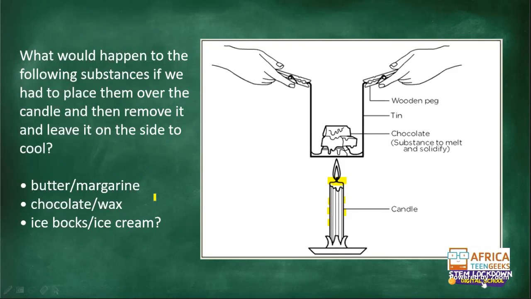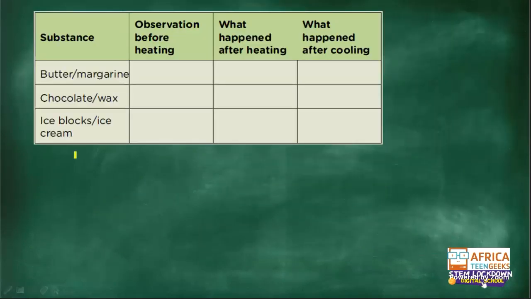Now the ice in the box or the ice cream will melt very, very quickly, quicker than the rest. Let's see, we have to fill in this table. You see here is the butter and the margarine. Now before heating the butter and the margarine, what state was it? Before we melted it, what state was it? Can you quickly type in your chat box? A solid, good. Good, it was a solid.